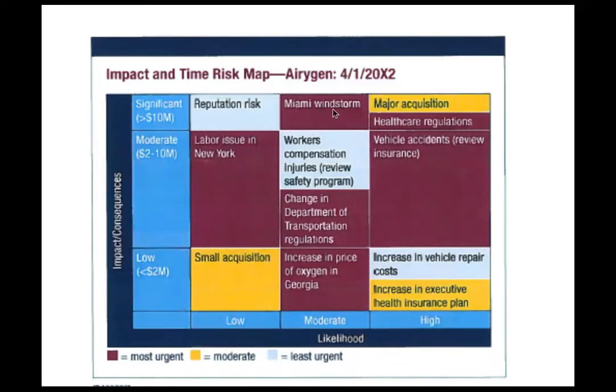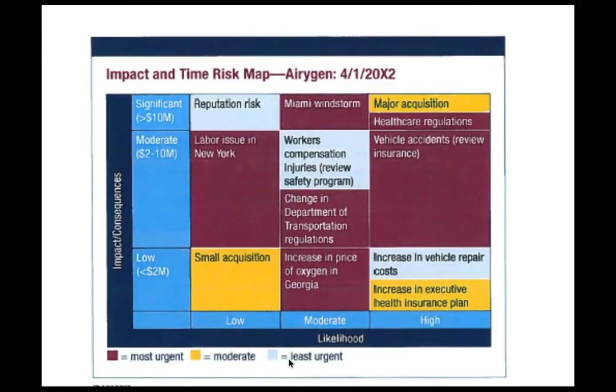But in this case, they said, even though Miami windstorm is fairly high, it's going to happen, the significance of consequences can be high, but from a time to impact, we have a little bit more time to prepare for that. Major acquisition, the high likelihood that's going to happen, and the impact consequences can be quite major. And then they have it in yellow, so it's not like a, oh my gosh, major thing, but from the time of acquisition, you're going to have time to prepare for it. That's what this is trying to get at: moderate or least urgent to most urgent, right?